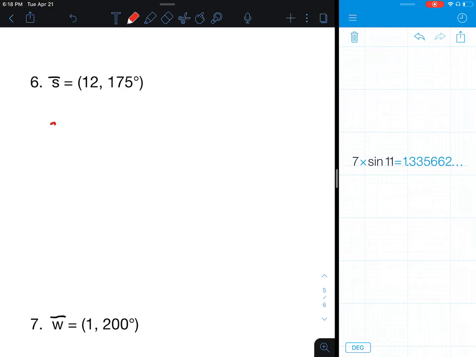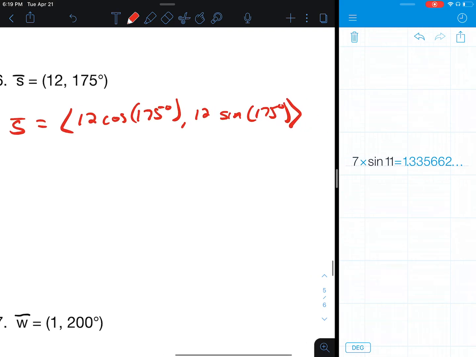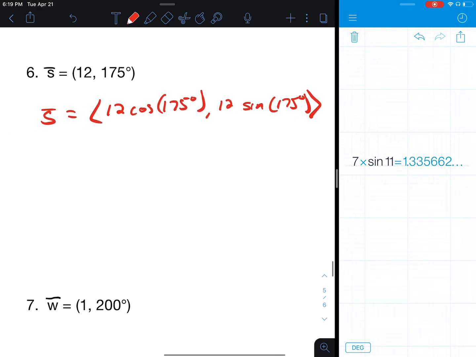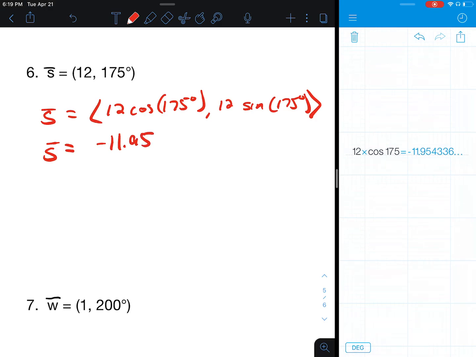Number 6, the components. It's going to be the radius times cosine of the angle followed by the radius times sine of the angle. Yes, I'm saying radius because the magnitude of the vector is the same as the radius of the reference triangle. 12 times cosine of 175 is about negative 11.95. 12 sine of 175 is about 1.05.